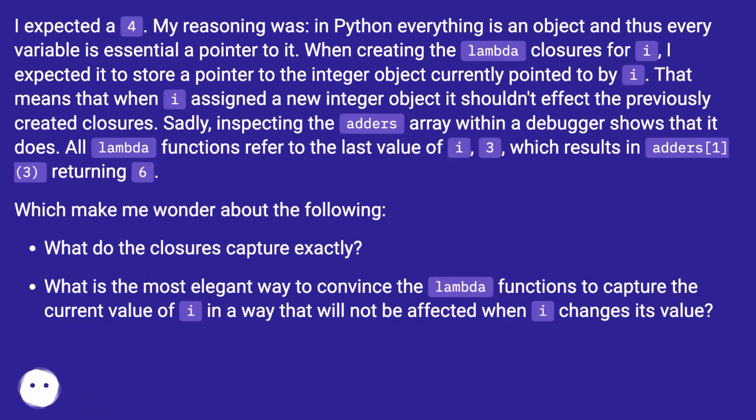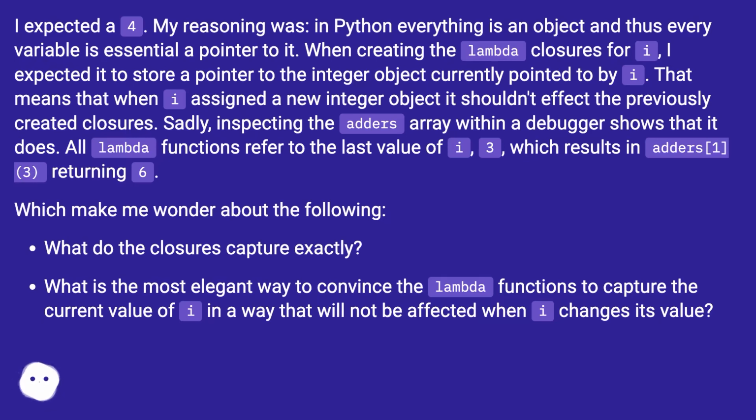I expected a 4. My reasoning was, in Python everything is an object and thus every variable is essentially a pointer to it. When creating the lambda closures for i, I expected it to store a pointer to the integer object currently pointed to by i. That means that when I assigned a new integer object it shouldn't affect the previously created closures. Sadly, inspecting the adders array within a debugger shows that it does. All lambda functions refer to the last value of i, 3. Which results in adders[1](3) returning 6.